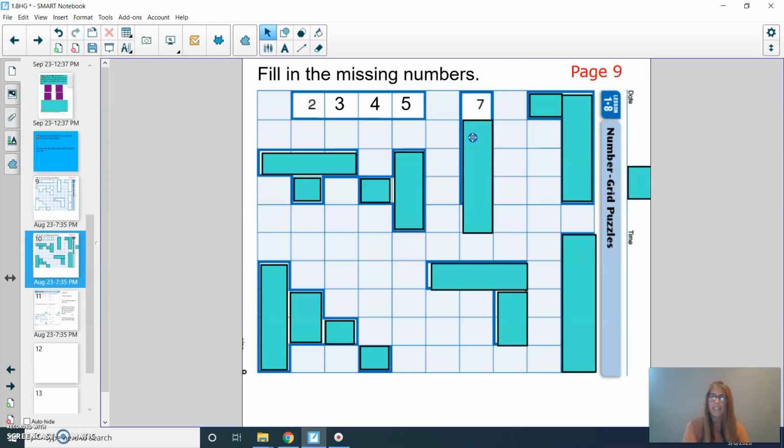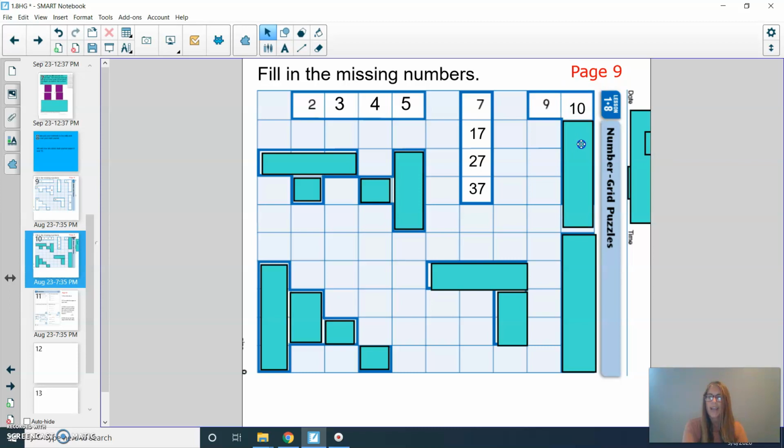Then I'm going to look at that one that started with 7, and this time I had to go count by tens. So then I had 17, 27, and 37. If I'm going too fast, you can pause as often as you need to. For this one, on the side, they gave me 9, and so then I needed to plug in. I know 1 more than 9 was 10, and then I was counting by tens. So I had 10, 20, 30, and 40.